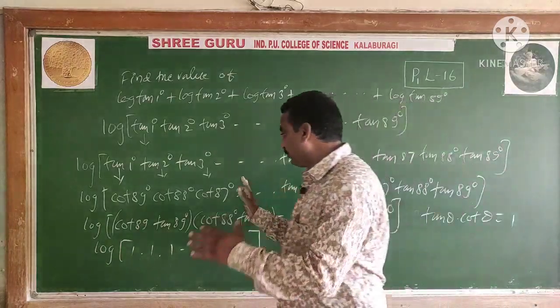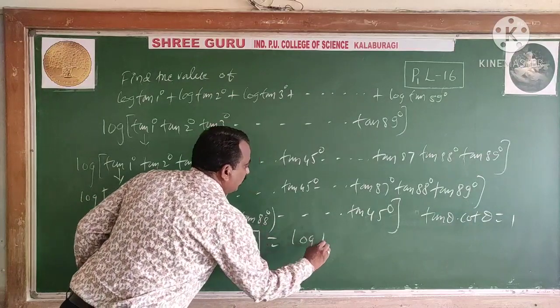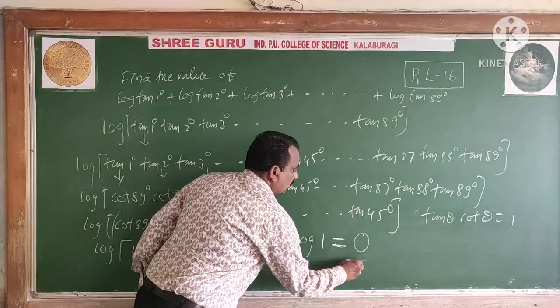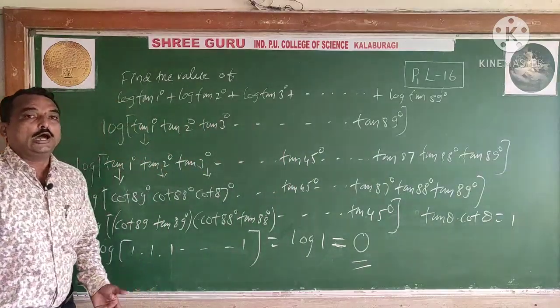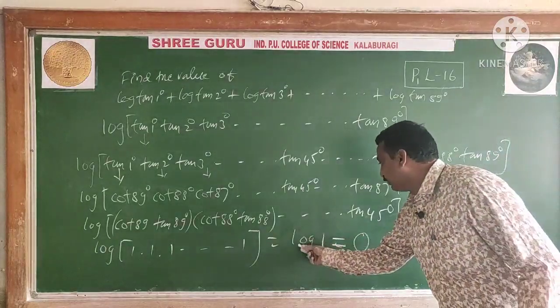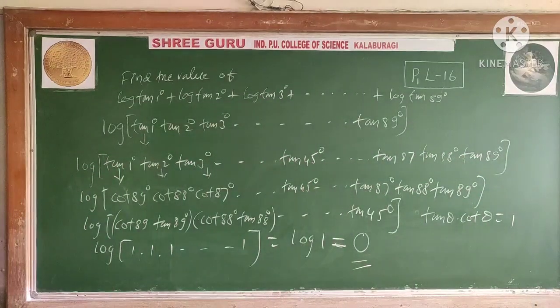Like that they have the reciprocal relation. It becomes what it is. Log of 1 into 1. What is log 1? The log 1 value is 0. Log 2 value is 0.3010. Remember, students, log 1 value is 0. So therefore the answer becomes 1.